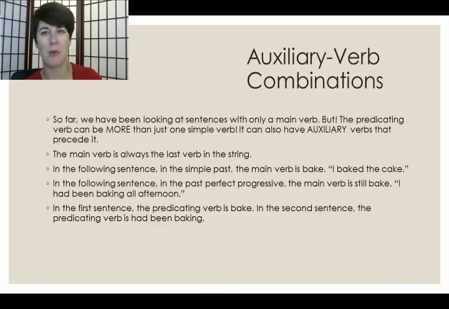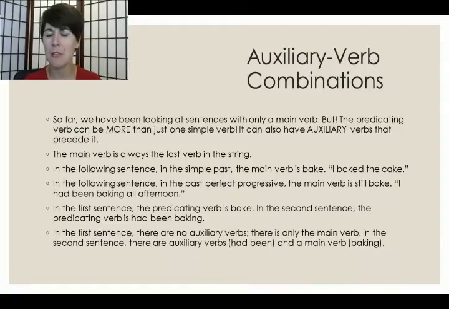But the predicating verb we think about a little differently. The predicating verb is still bake in the first sentence, but in the second sentence, the whole shebang, had been baking, is the predicating verb. In the first sentence, we don't have any auxiliary verbs, just the main verb. That's allowed. In the second sentence, we are using both auxiliary verbs, have and be, to produce had been, and also our main verb to get baking. Have and be, those are the auxiliary verbs in English.